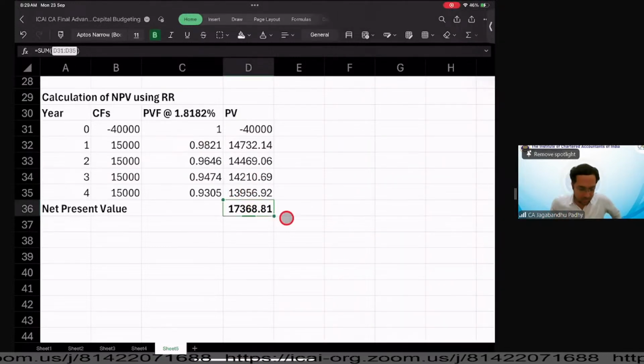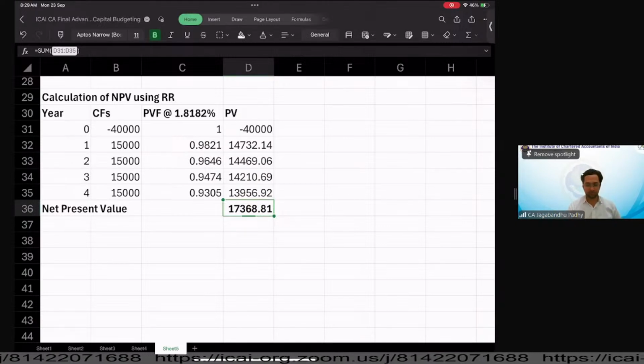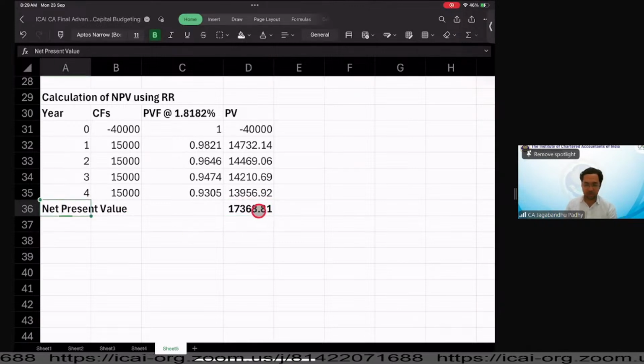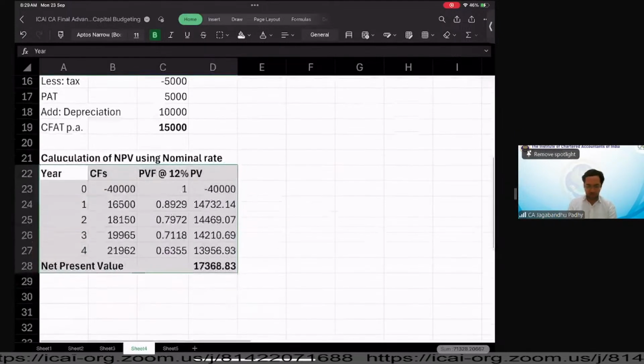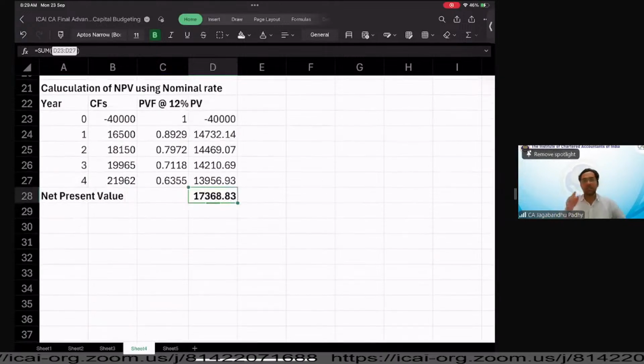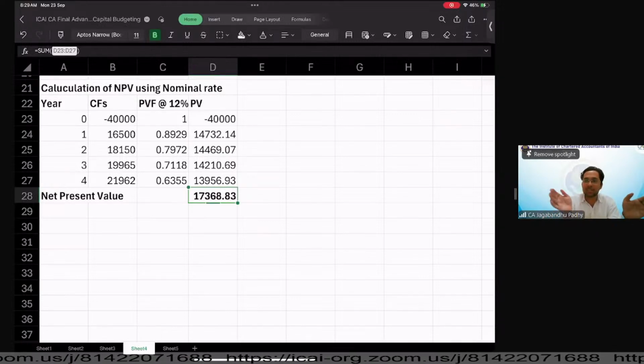Right? So this is simply the cash flows that we have. Net present value 17,368.81 is the net present value. Okay. So that's our net present value, guys, 17,368. Is it matching with the number that we have got earlier? Yes. You can discount your nominal cash flows using nominal rate or discount your real cash flows using real rate. Answer in both cases is going to remain same. The net present value, because we want to know the worth of the project today. So in present value terms, we still have this same number.